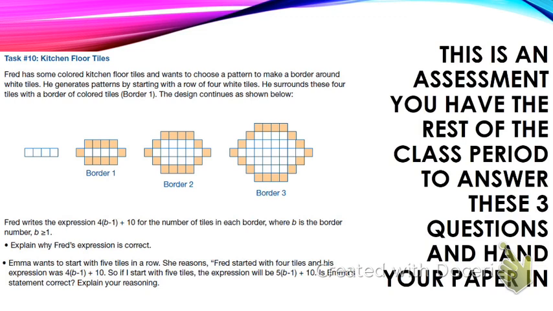At the very end, Emma is rethinking her plan, and she wants to come up with an expression that no matter how many white tiles she decides to start with, she has an expression that would tell her how many yellow tiles to go and buy. So she's going to use the letter N for how many white tiles she's going to start with.